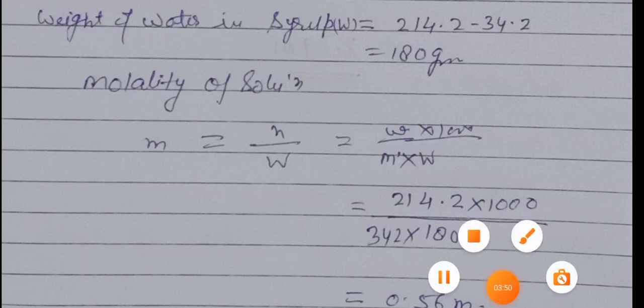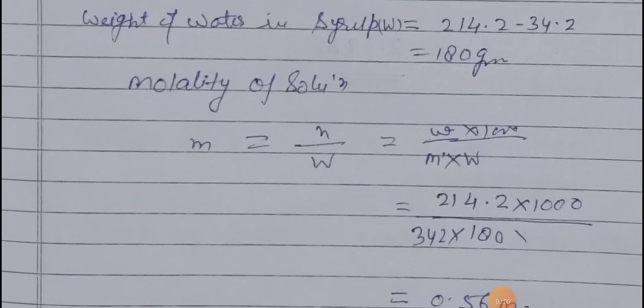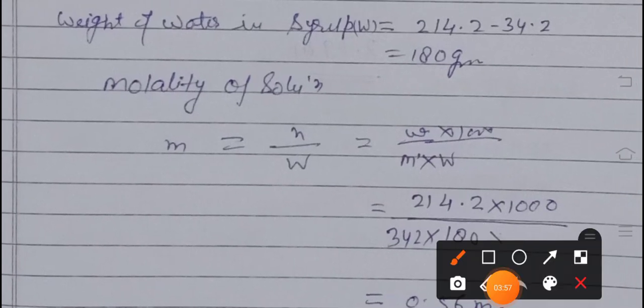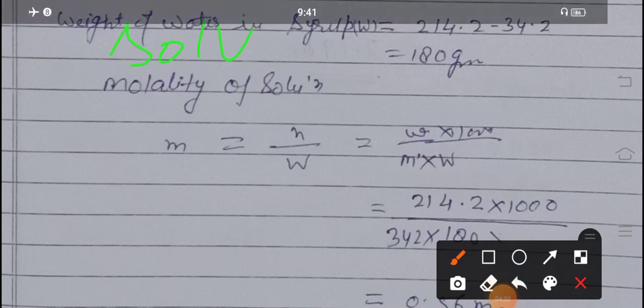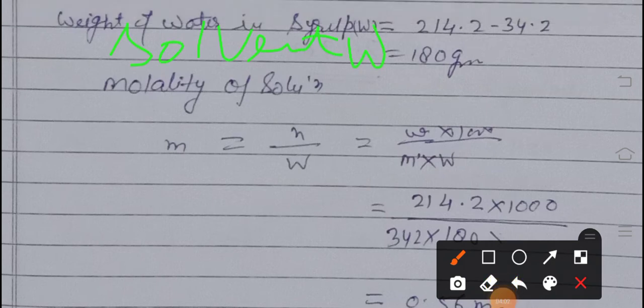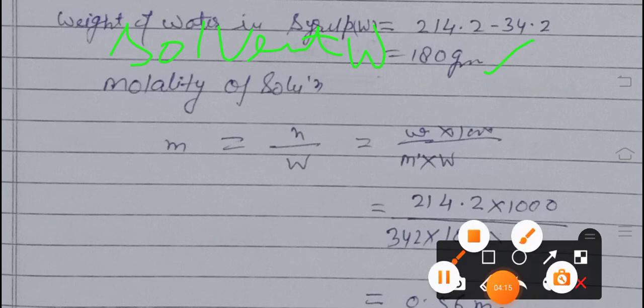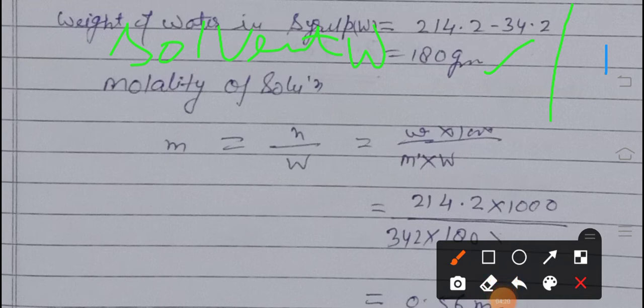Now the weight of solvent, that is weight of water, also known as capital W, equal to weight of solution minus weight of solute. 214.2 minus 34.2, then we got 180 gram. Now we put the values in the numerical.